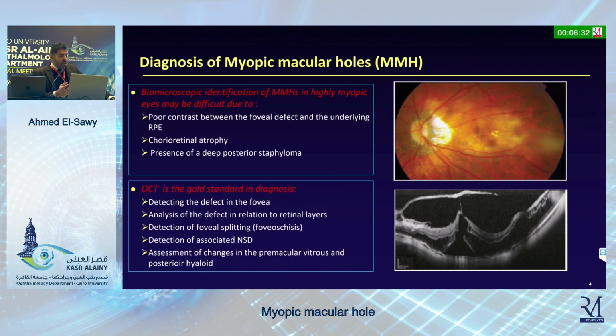It gives us an impression about the defect, where it is according to the retinal layers, because myopic macular holes can be also full thickness and could be partial thickness or lamellar holes. So it tells us if this hole is a full thickness one or a partial thickness one, if there's still epiretinal membrane or tangential traction, do we have foveoschisis or not? Do we have neurosensory retinal detachment associated with the hole or not? And it brings us information about the premacular or the vitreomacular interface.